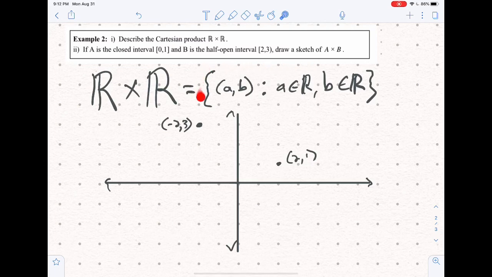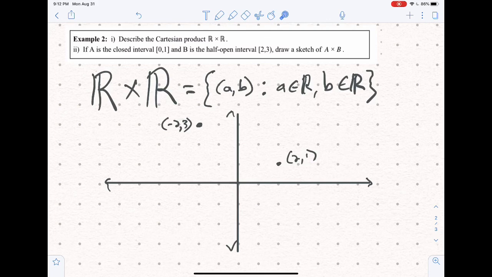You could also write this down as an answer, because that's what the definition says it is, but somehow get into your head that when we say R times R, what we're talking about is the entire coordinate plane. The xy axes and all of the points in all 4 quadrants. Okay. Let's take a look at part 2.